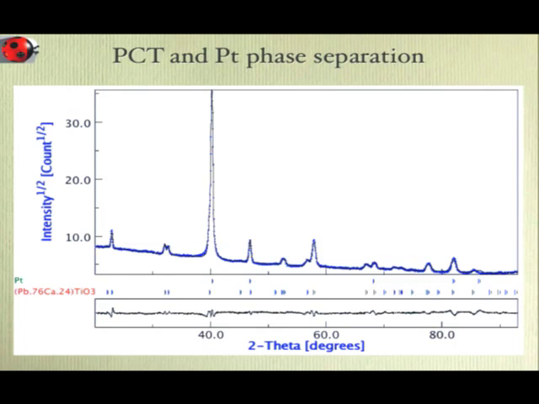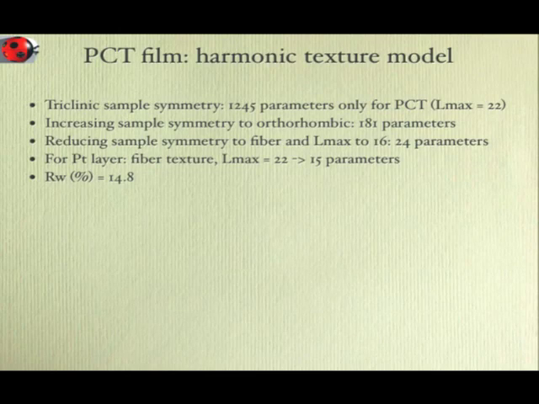So the Rietveld is the only way you can separate the two textures. Otherwise, with normal pole figure analysis, where you measure the pole figure, you cannot measure the pole figure for the platinum separated from the other. But inside the Rietveld it is quite easy. In this case, we impose sample symmetry, fiber symmetry, because it was made by spin coating.